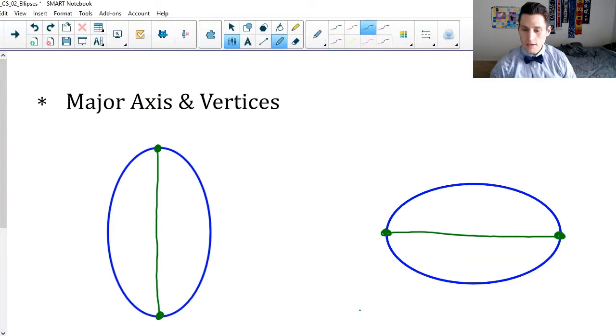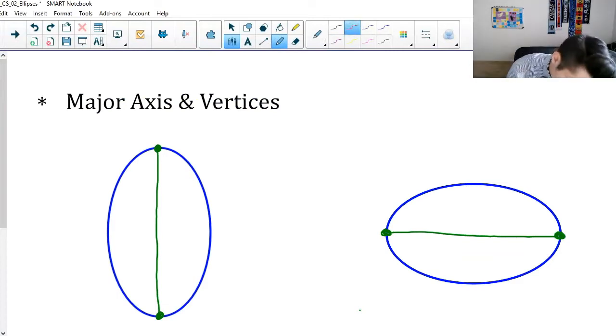Okay, the major axis goes through the longest part of the ellipse. So let's say this red dot is the center.